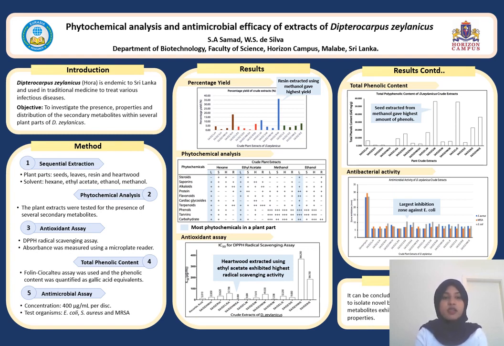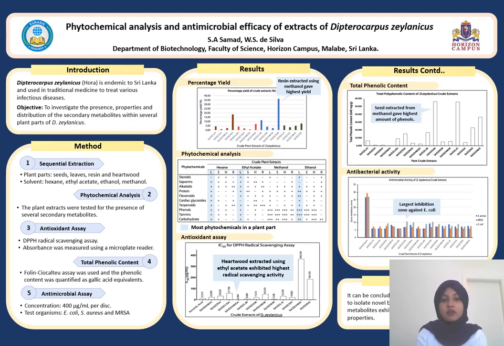The seeds, leaves, resin, and heartwood were obtained and identified, and I did a sequential extraction using hexane, ethyl acetate, ethanol, and methanol to extract the secondary metabolites within the plant parts of Dipterocarpus zeylanicus, and I did a qualitative phytochemical analysis and tested for the presence of selected secondary metabolites.